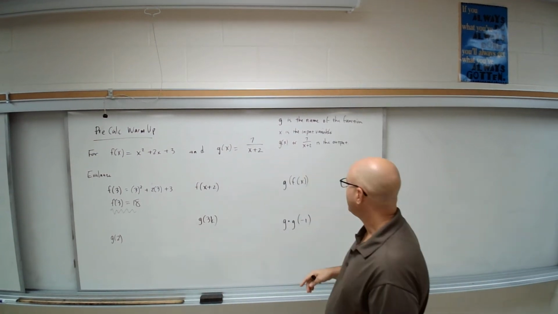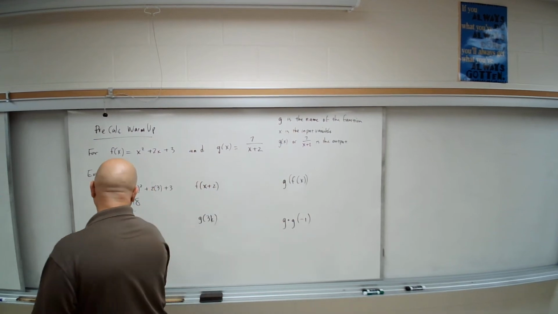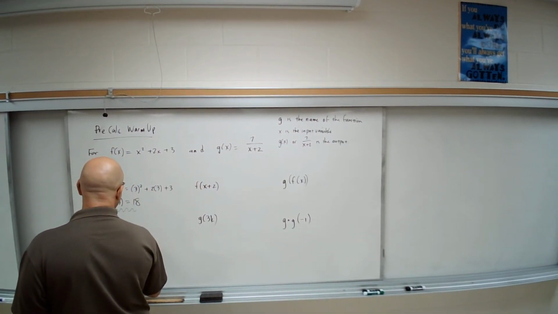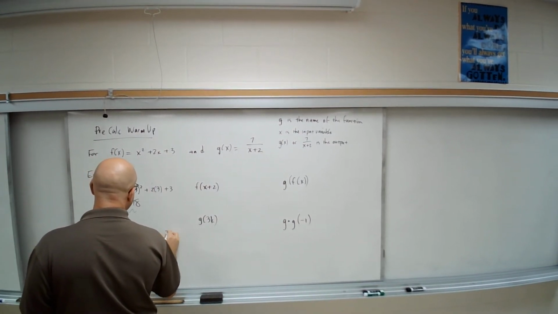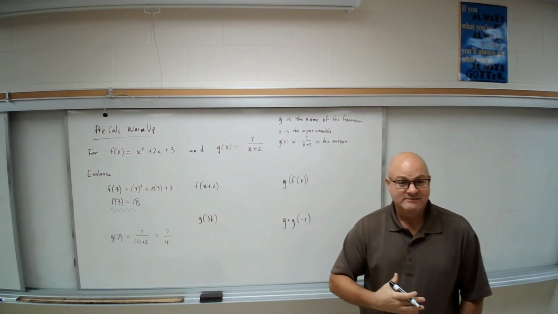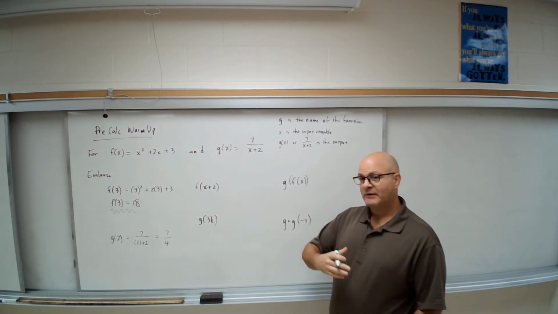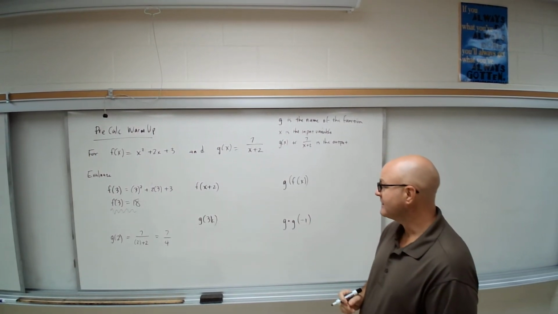G of 2, so obviously we're going to go to the function called g of x. We're going to plug that in, and we get 7 over 2 plus 2, which is just 7/4. I would leave it as 7/4. That's, I think, the best way to write that answer. No decimal, don't need to make it a mixed number. Just go ahead and leave it as 7/4.